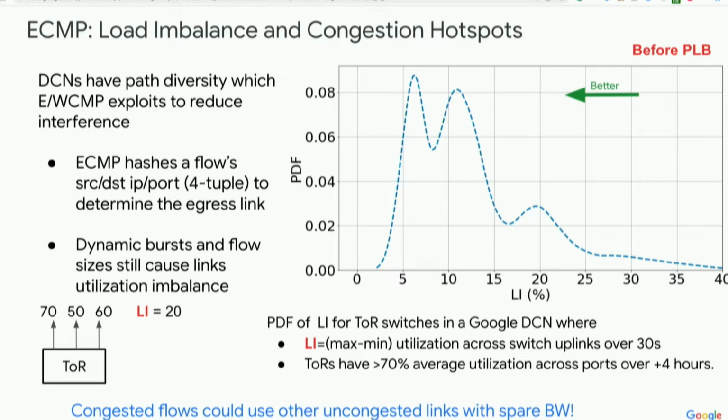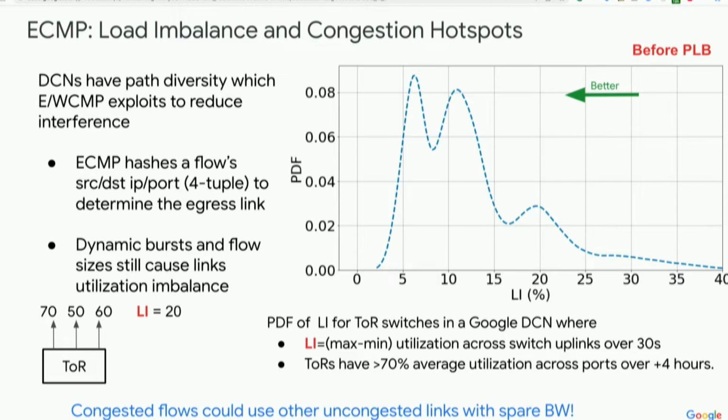Li is the maximum minus minimum utilization over TOR uplinks, where utilization is computed over a 30-second interval. Li, the metric, captures the spread in utilization, or rather link imbalance. Each Li sample comes from a single switch. On the left lower side is an example of Li calculation, where Li is 20, computed as 70 minus 50, as 70 is the maximum port utilization and 50 is the minimum.